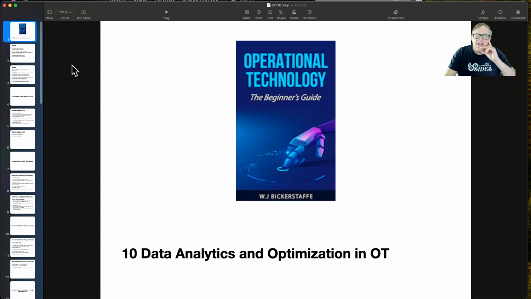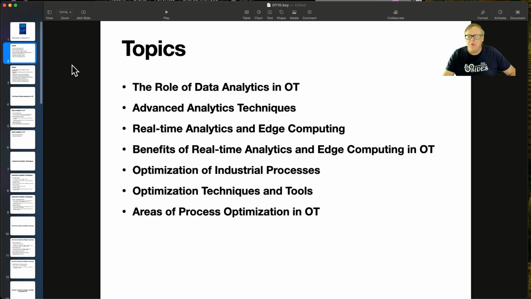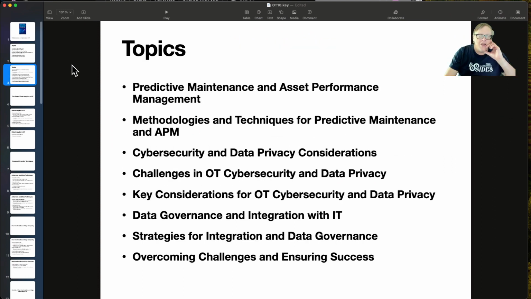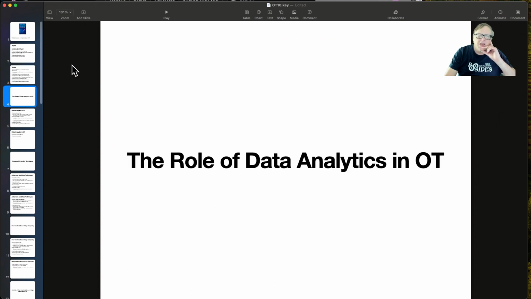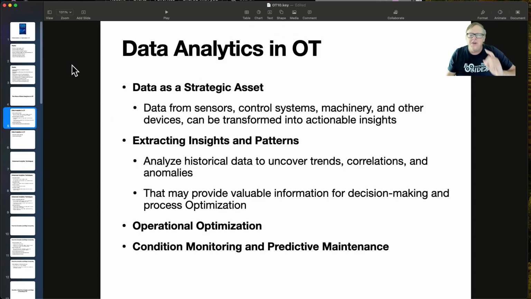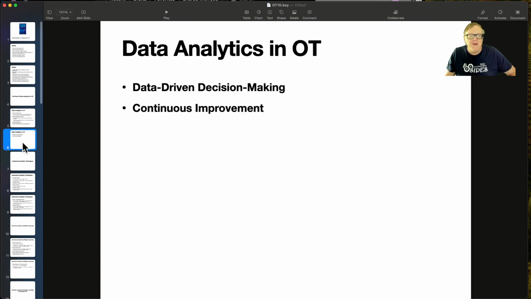This is data analytics and optimization in operational technology. So a lot of topics, a lot of short ones. All right, so data analytics is when you take data from your sensors, control systems, machinery, and so on, and then you want to figure out something important that you can use, an actionable insight from that. So you want to find trends and anomalies that may help you make decisions and improve your process. So hopefully you can optimize your process, and you can monitor conditions and predict when maintenance is going to be required. So this is data-driven decision-making and continuous improvement.